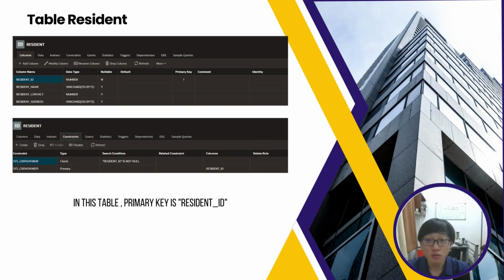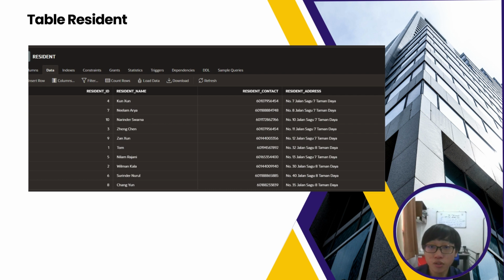For this table, we'll have 4 columns of data, which are resident ID, resident name, resident contact, and resident address. Resident ID is the primary key for this table using data type integer, and the resident address and resident name use varchar to store the value. And for the resident contact, we're using integer to store the value. So this is the data for this table.